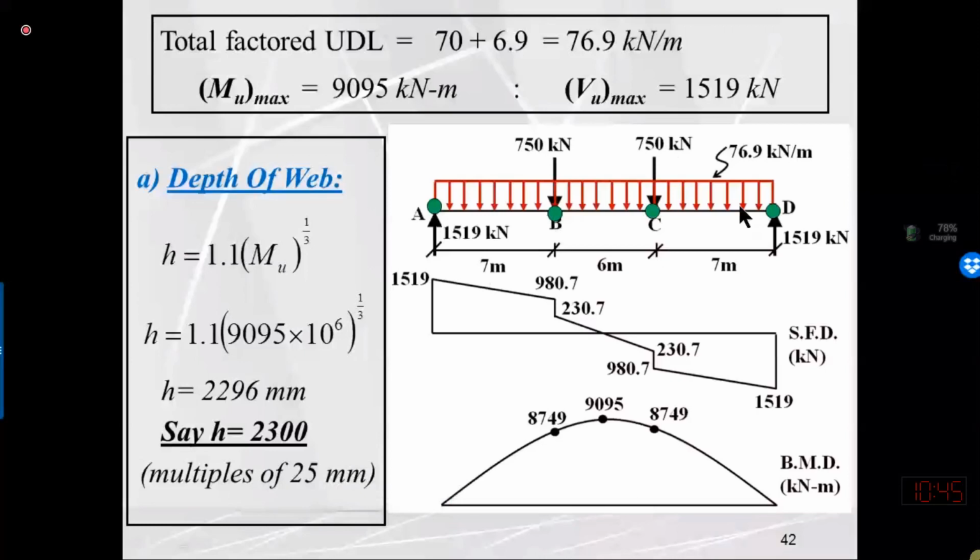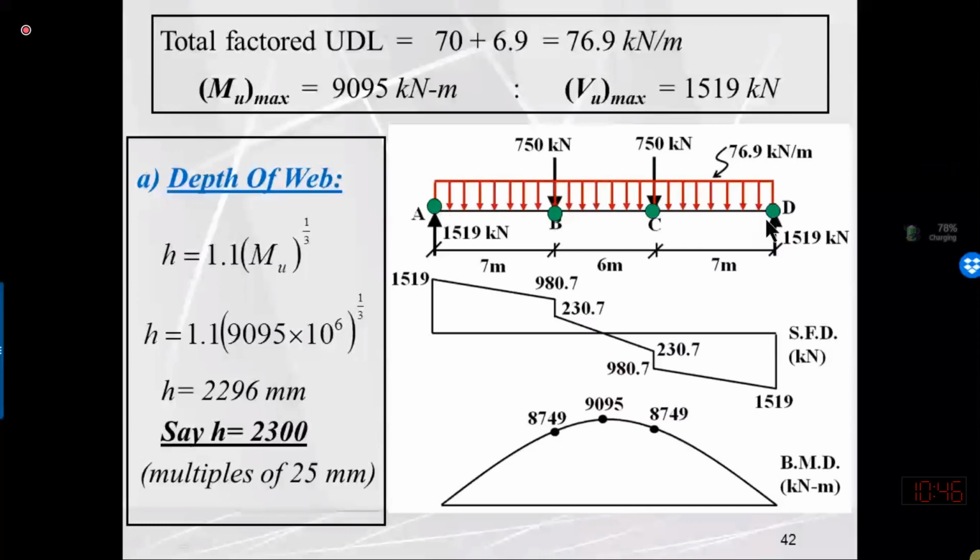We are also given that the beam is braced at points A and D, which are the supports, and at the concentrated load points. So I have shown these 4 points, 1, 2, 3, 4, which are laterally braced points. Based upon lateral bracing, we have three segments, AB, BC, and CD. So we need to design the beam for the critical segment. That we will decide.